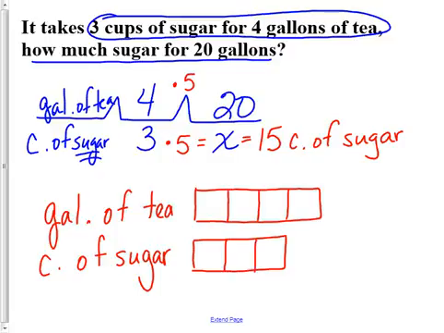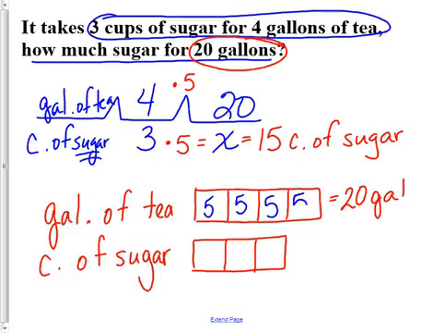Now what I know is I have 20 gallons of tea. So when I look at this, if this has to be 20 gallons, then each section has to represent 5 gallons. And I know that because 20 split into 4 parts is 5. So each part has to be 5. Well, if I have 4 parts that are each 5 here, then the cups of sugar has to be 3 parts that are each going to be 5. They have to have the same number in them. So 20 gallons of tea requires 5, 10, 15 cups of sugar.